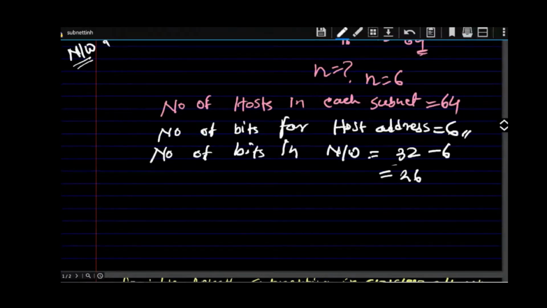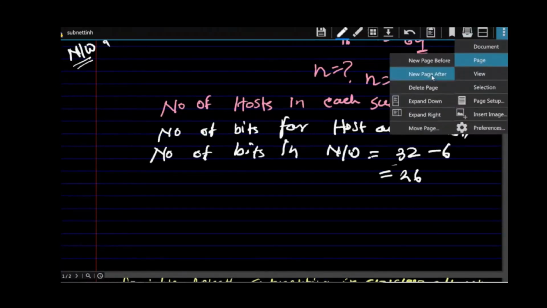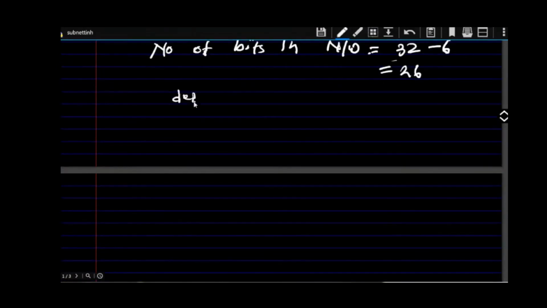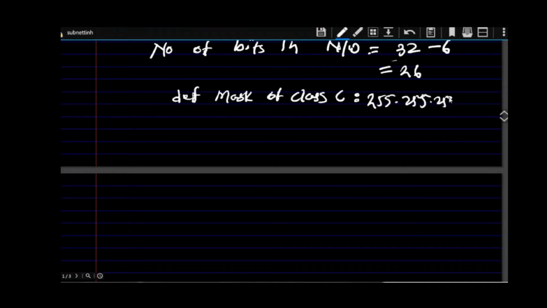Now let us write the default mask of class C. This default mask is important for classful addressing. So what is the default mask for class C? It is 255.255.255.0. That means how many ones are there? These are 8 ones, these are 8 ones, and these are 8 ones. Am I right? So now you have to find the subnet mask.